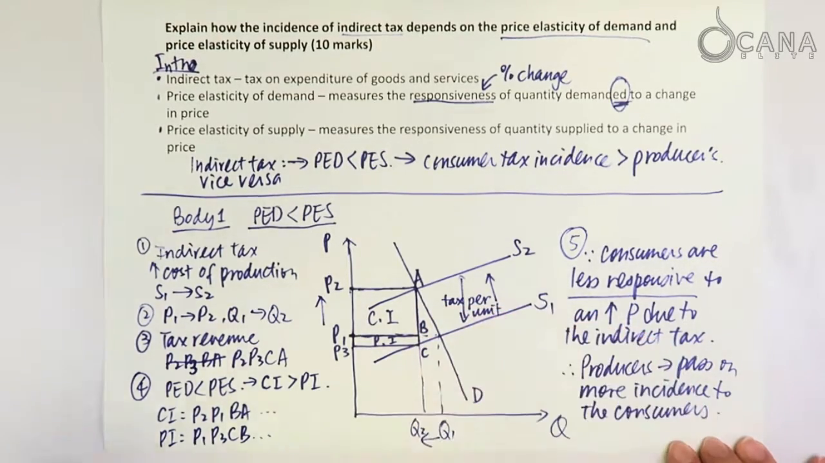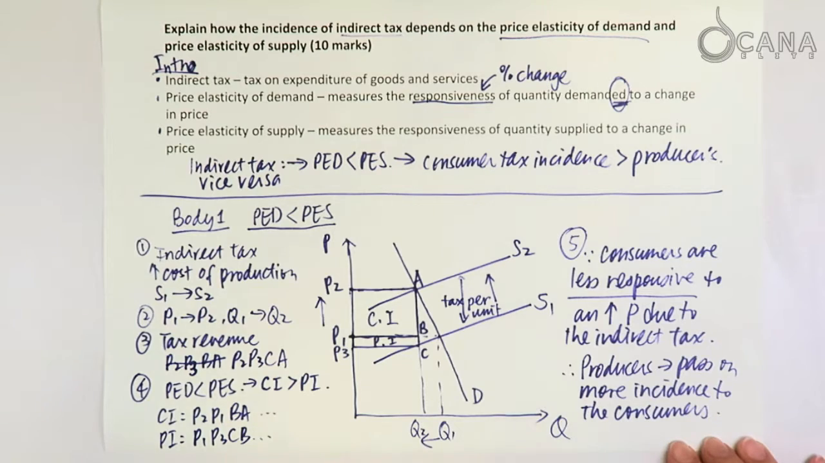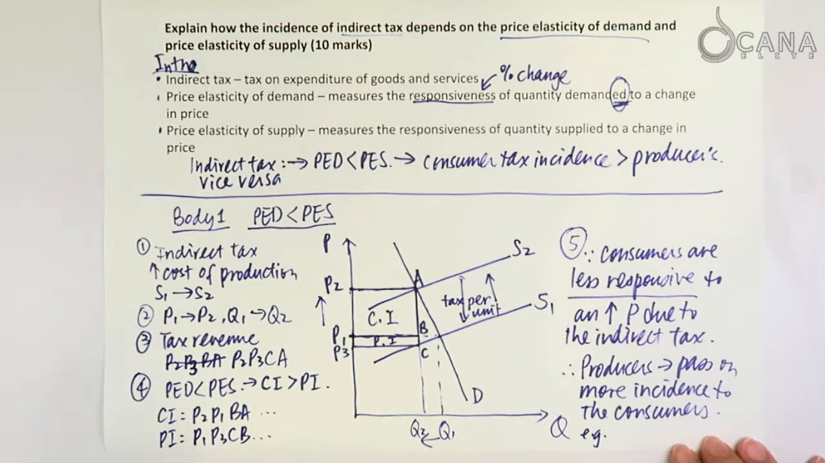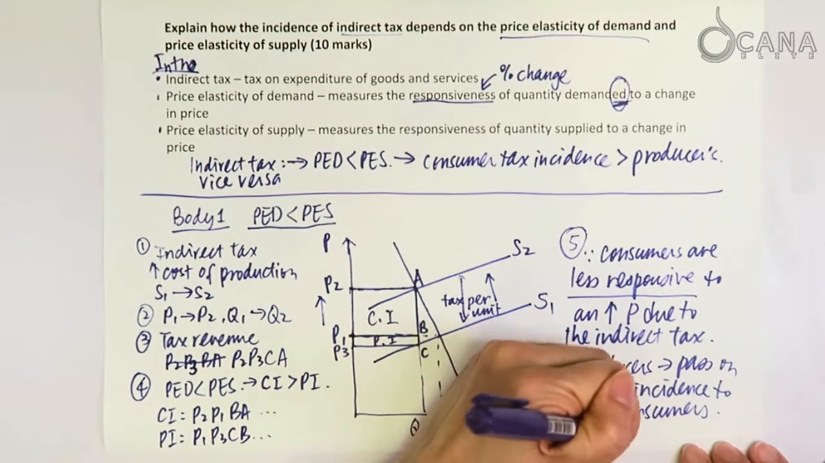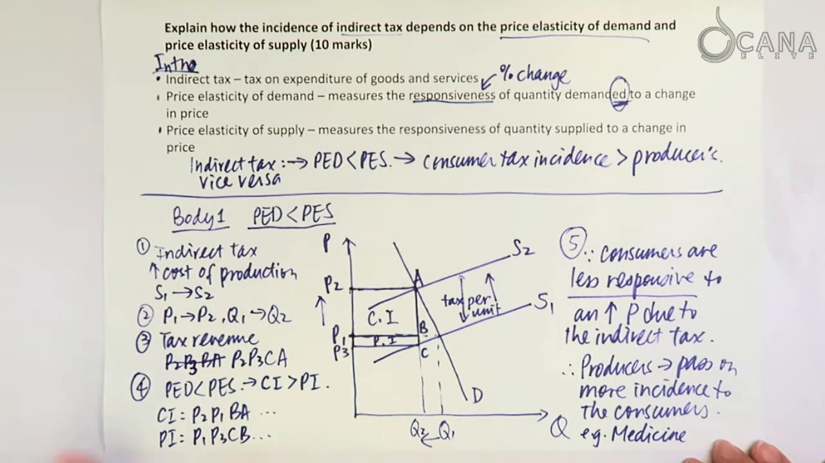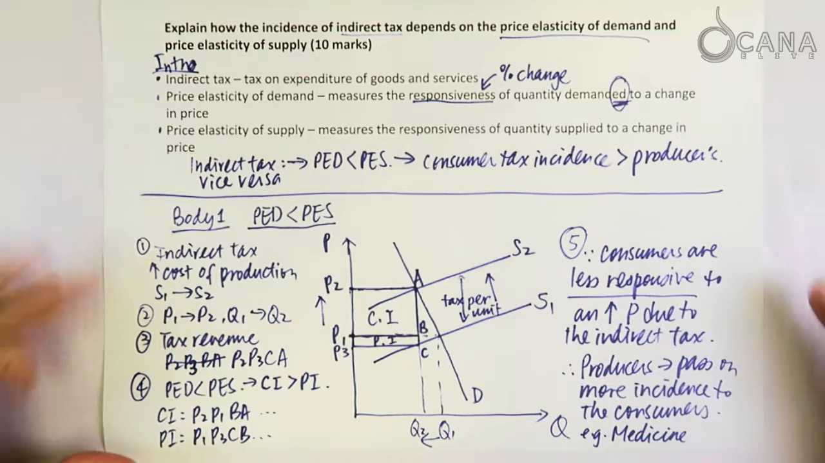Okay. All right. Now, last but not least, remember, we have got to give real life examples. So what would be a real life example? An example could be medicine, where demand is very inelastic, but supply is relatively elastic compared to the demand. Okay, so that would give us a great first main body.